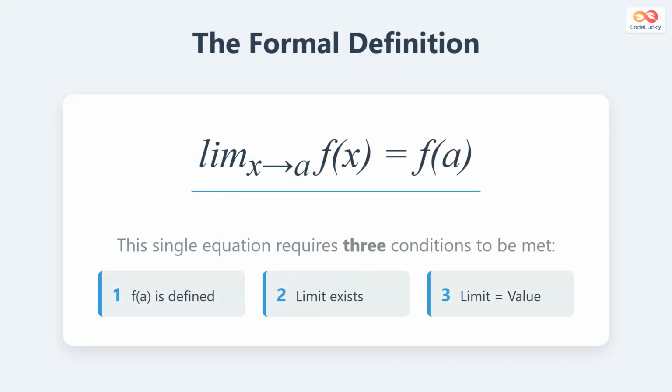In calculus, we define this formal concept using limits. The definition states that a function f is continuous at a point x equals a if the limit of f of x as x approaches a is equal to the function value f of a. This single equation is actually a checklist. For this to be true, three specific things must happen.